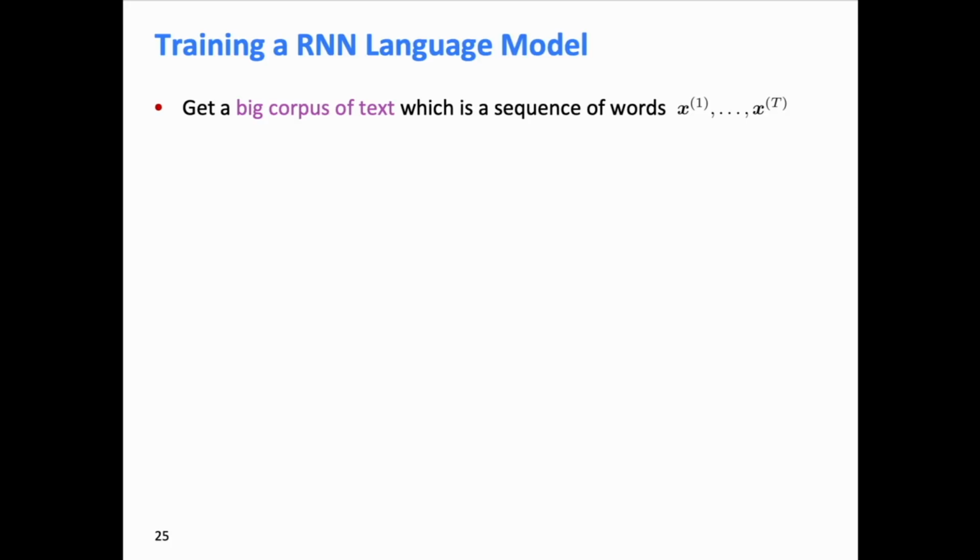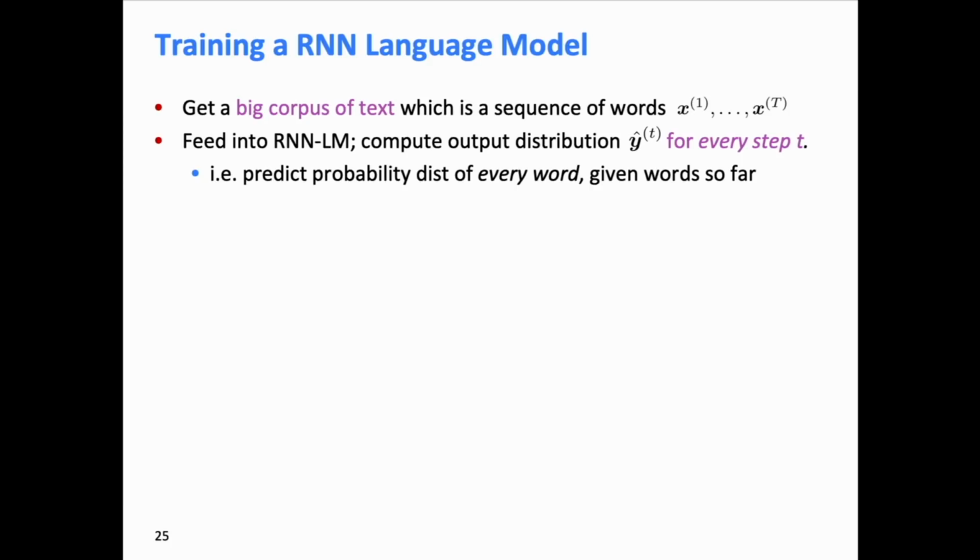So you feed the sequence of words into the RNN language model, and then the idea is that you compute the output distribution y hat t for every step t. So I know that the picture I showed on the previous slide only showed us doing it on the last step, but the idea is that you would actually compute this on every step. So this means that you're actually predicting the probability of the next word on every step.